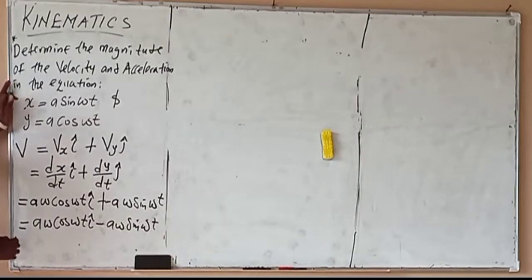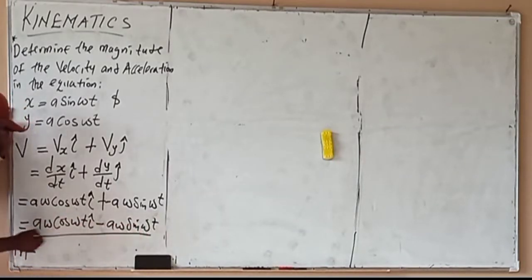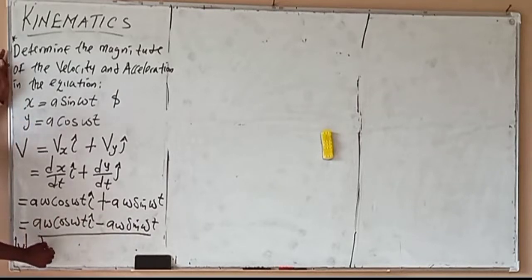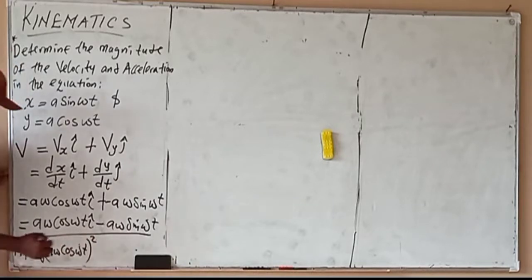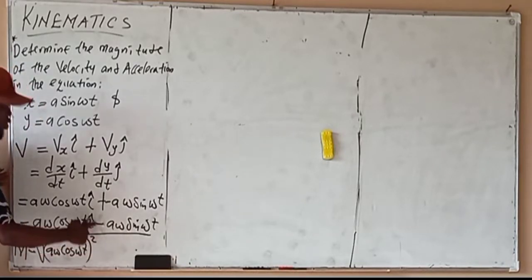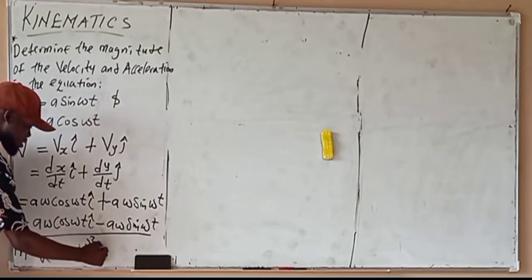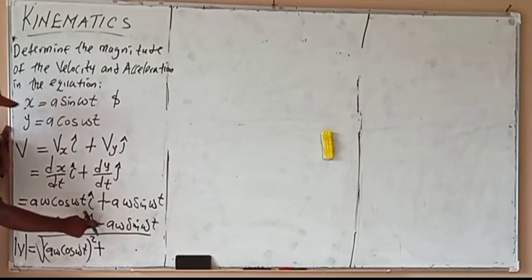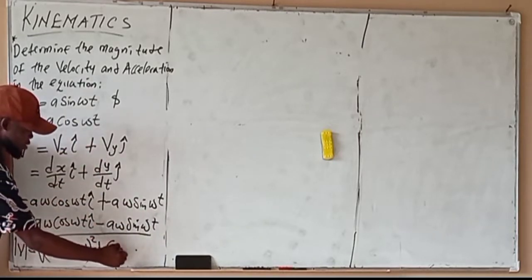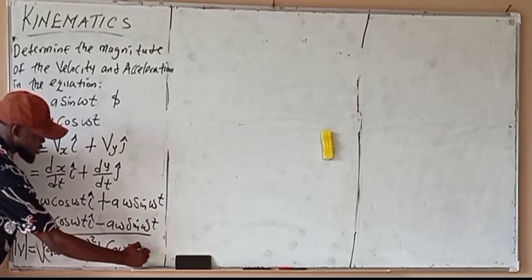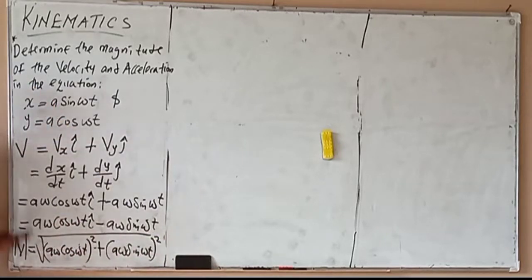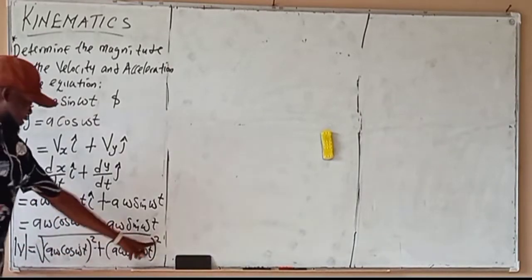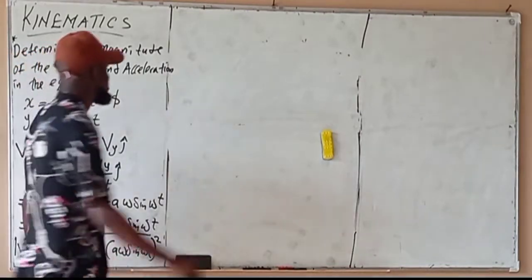Then what about the magnitude of velocity now? It will be the square root of a w cos wt, you square it, plus, I told you whether it's plus or minus, for magnitude everything will become plus. If you square everything here, this minus will change to plus, a w sine wt, then you square it. The square will affect this a, this w, and this cosine. The square will affect this a, w, and this sine.